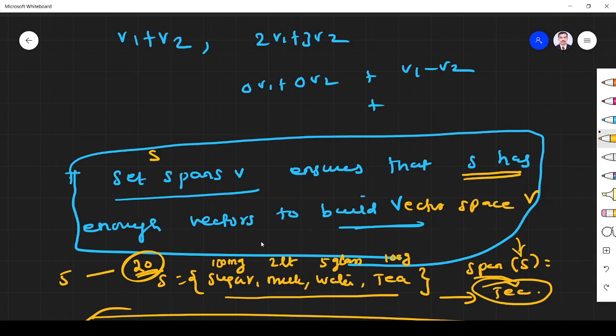That means all the linear combinations, right? You have to put in all the linear combinations to see the maximum thing you can generate. That's what spanning set. I hope you understand the concept.